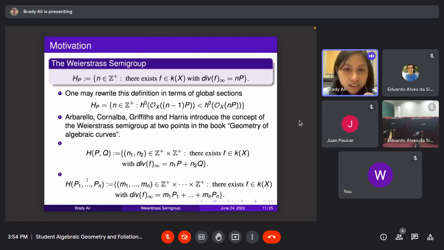So the Weierstrass set of n points P1, ..., Pn is defined as the positive integers n1, ..., nm such that there is a rational function that has a pole of order n1 at the point P1 and has a pole of order nm at the point Pn.